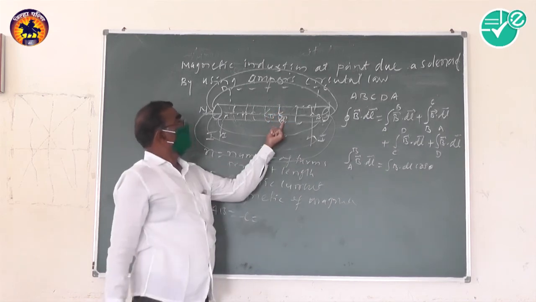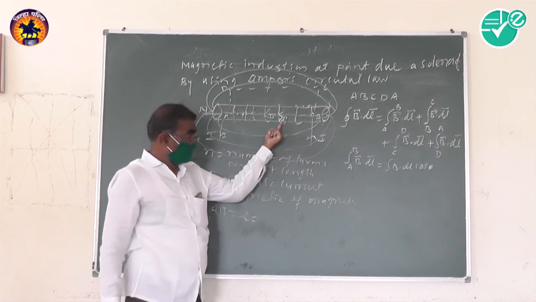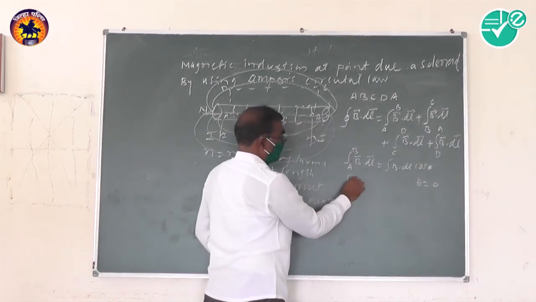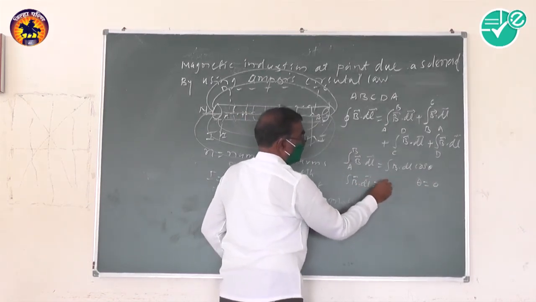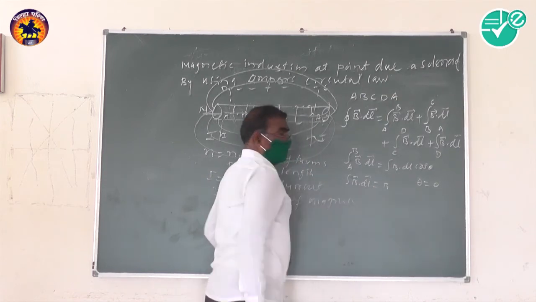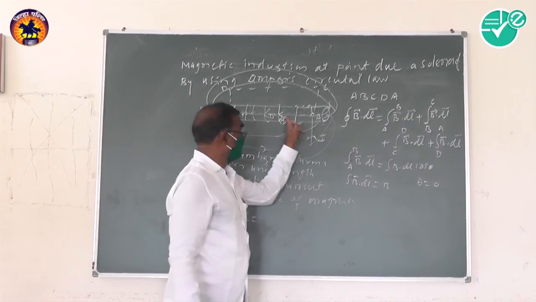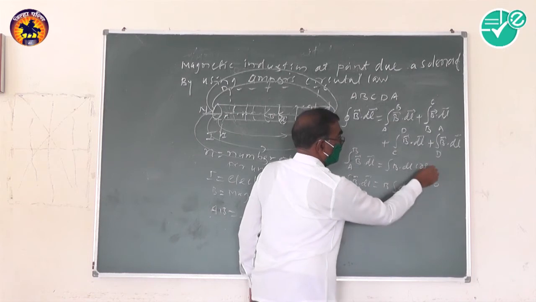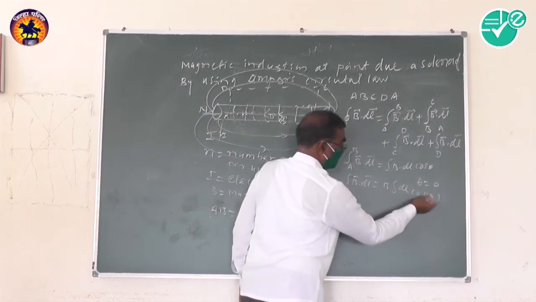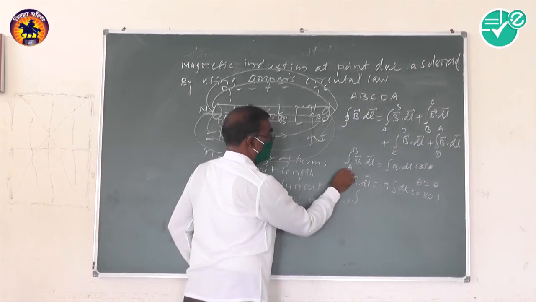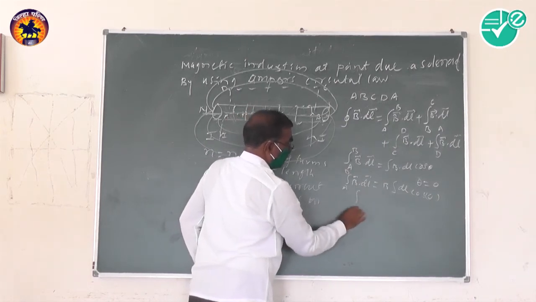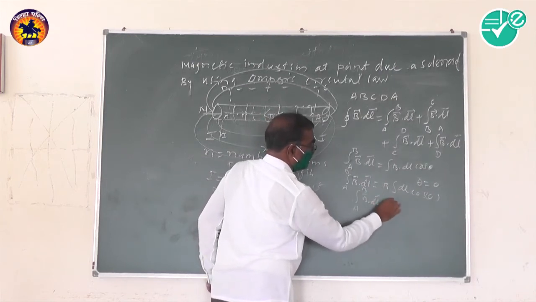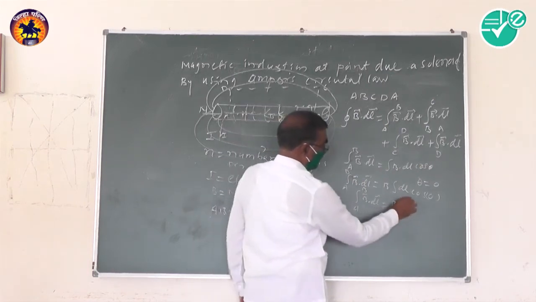dl is the small vector element, so theta equals 0 here, and the integration of B dl equals B times the integration of dl. We know that magnetic induction is constant in the solenoid, so it is taken outside the integration. The value of cos 0 is 1. So the integration from A to B of B dot dl equals B times the integration of dl.